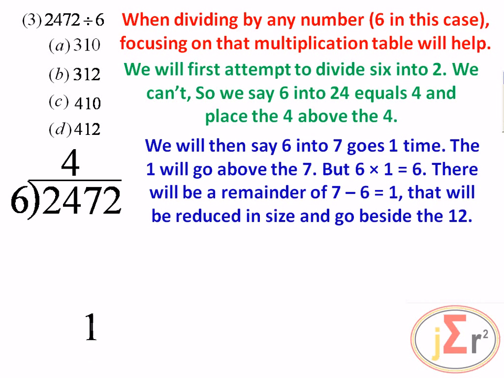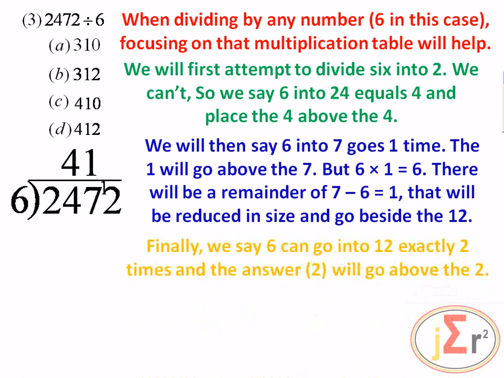Okay, so we have short division. We say 6 into 7 1 time. Then we say 6 1 6. So there's a remainder of 1 and it will go beside the 2. We intended to write it as 12. I will not let out my secret as yet. Let me solve the problem first.